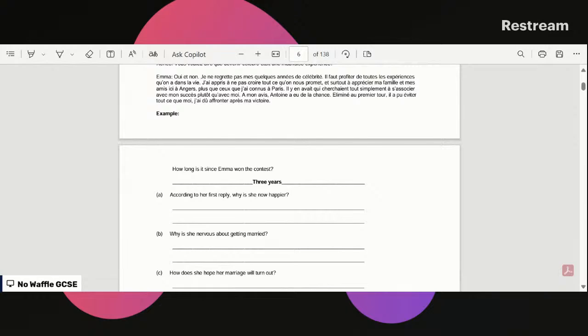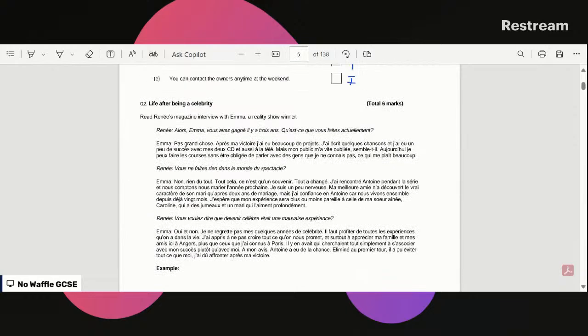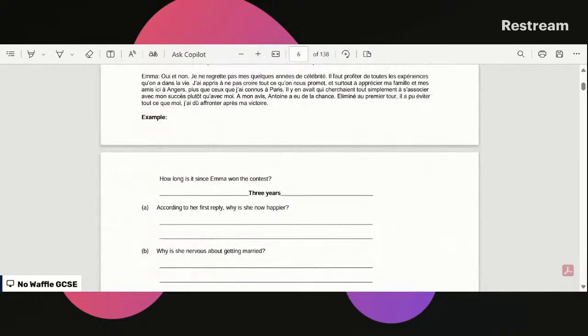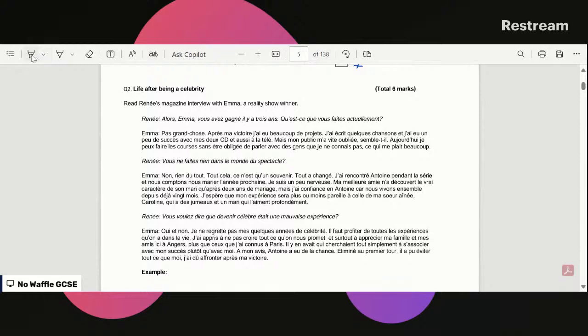According to her first reply, why is she now happier? So let's try and find out what we can see here. So according to her first reply, why is she happier? So her first reply is really directing us as well. Après ma victoire, after winning, j'ai eu beaucoup de projets. I've had a lot of projects. J'ai écrit quelques chansons. I write sometimes songs. And j'ai eu un peu de succès avec mes 2 CD et aussi à la télé. So I had some success there as well.